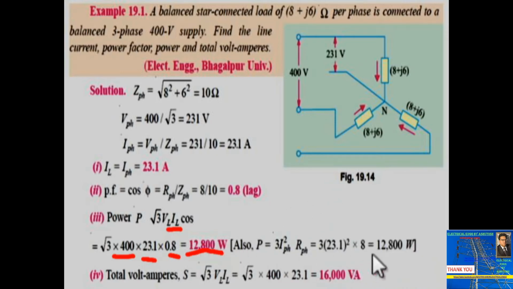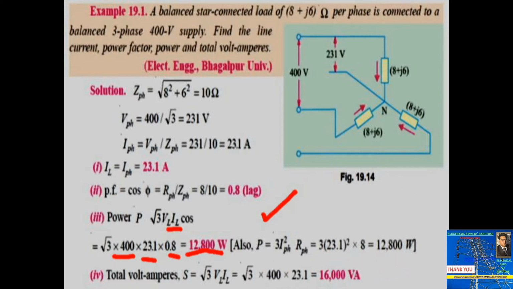So it becomes 12,800 watt. Also you can calculate by another method: power is equal to 3 I square R. So 3 into 23.1, that is IPH squared, into RPH, that is 8. So it becomes 12,800 watt.